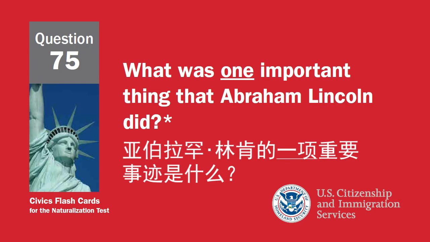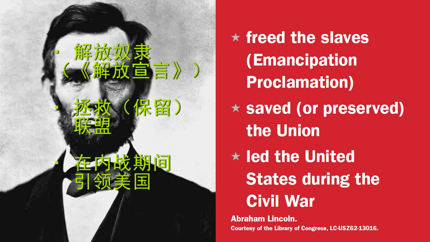What was one important thing that Abraham Lincoln did? Freed the slaves. Emancipation Proclamation. Saved or preserved the Union. Led the United States during the Civil War.